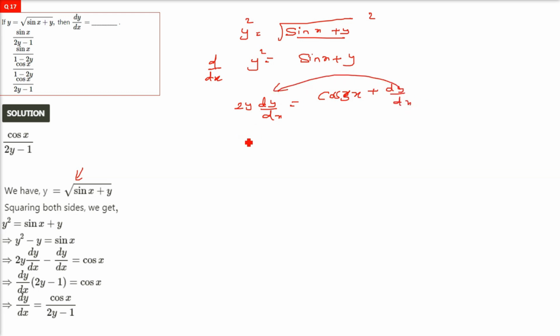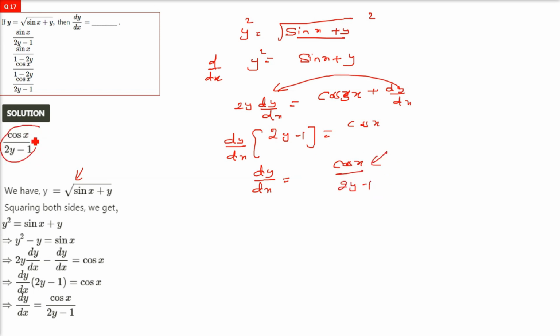Now take dy by dx on one side. So dy by dx I'm taking common. So we have 2y minus 1 equals cos x. Okay. Now this dy by dx becomes cos x, and 2y minus 1 goes into the denominator. This is your final result. So you can choose the best option here.